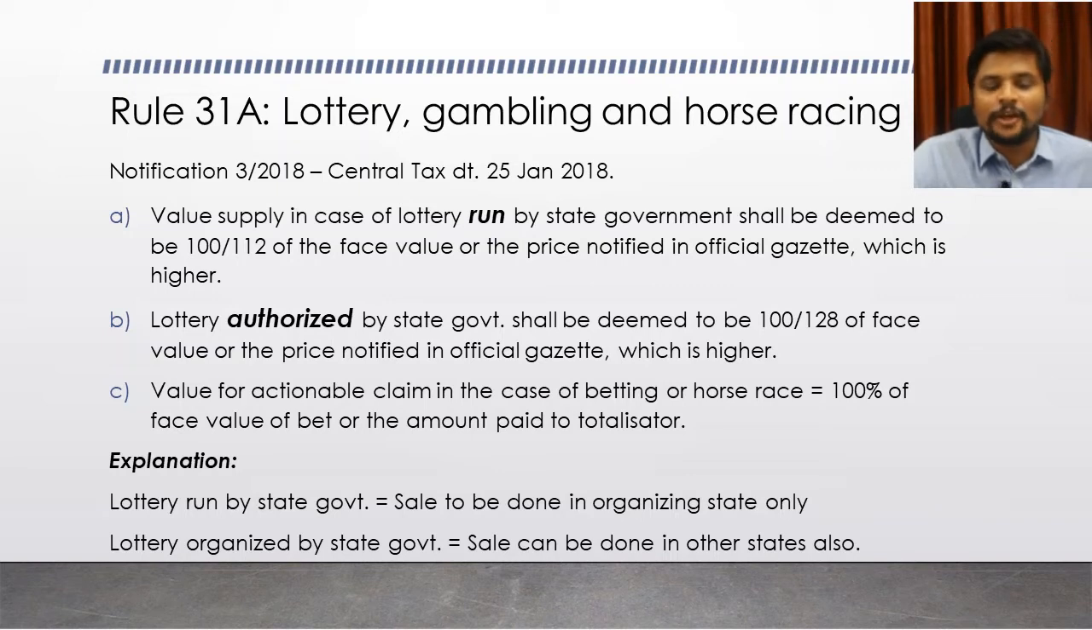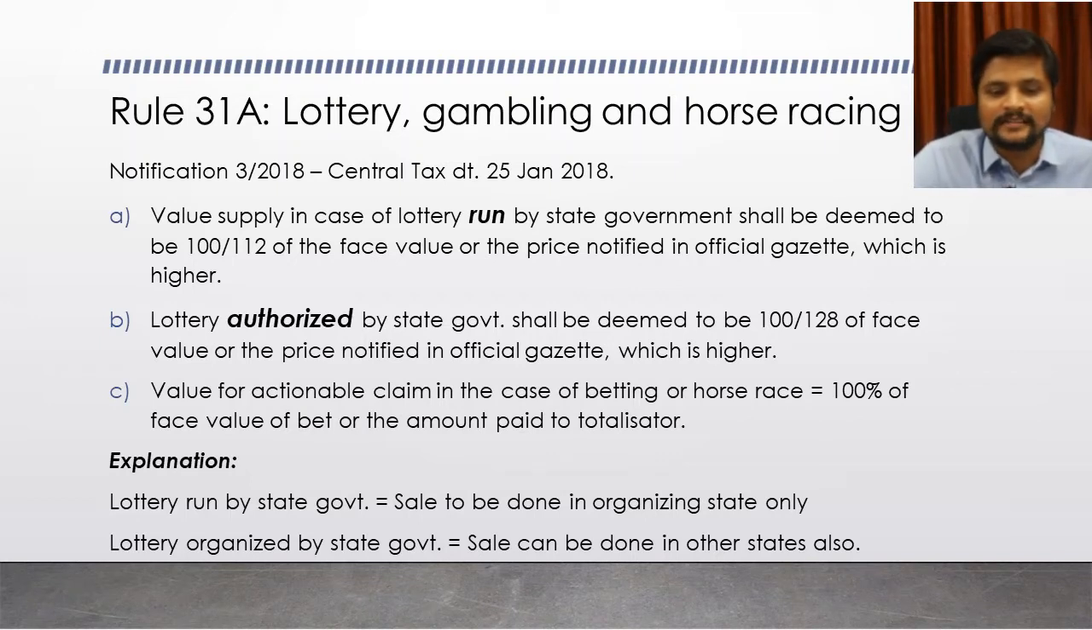Clause number C, value for any actionable claim in the case of betting or horse race. It shall be 100% of face value of the bet or the amount paid into the totalisator. What does this mean, totalisator? In this case, for example, there is a horse race. The horse race will be organized by one person.